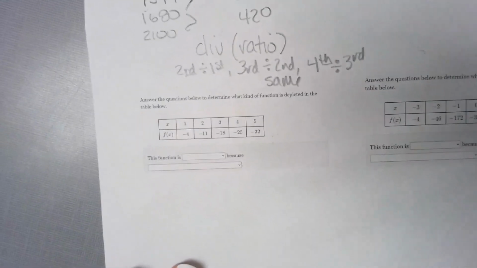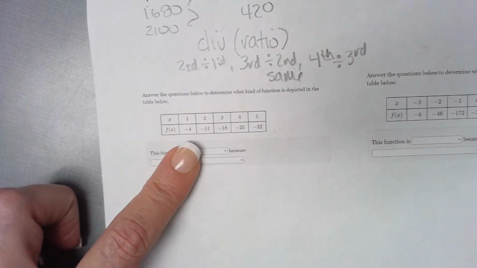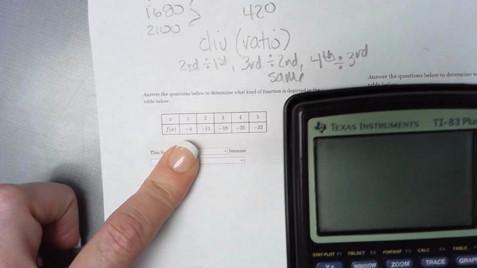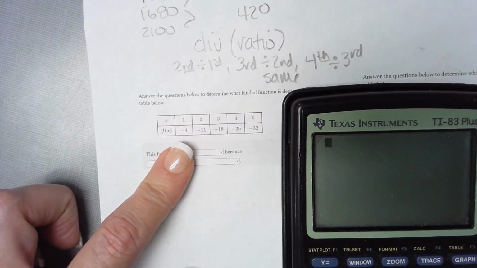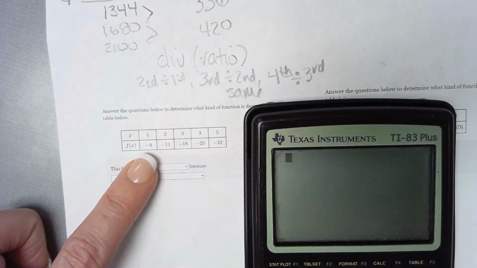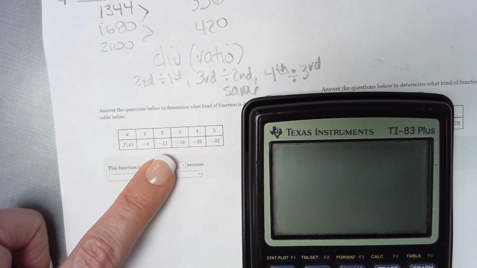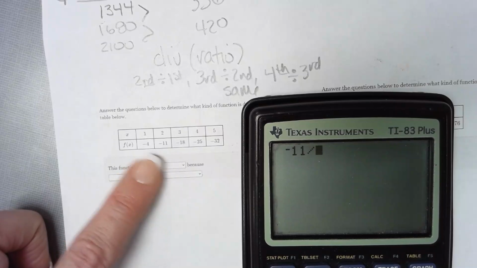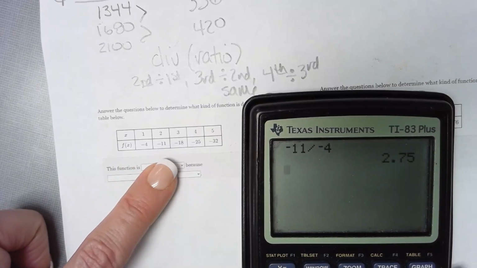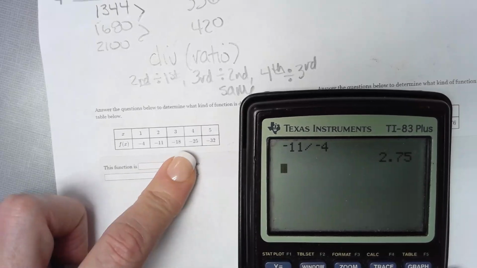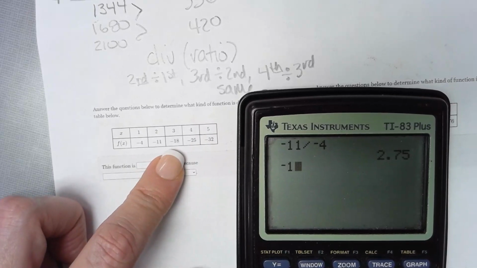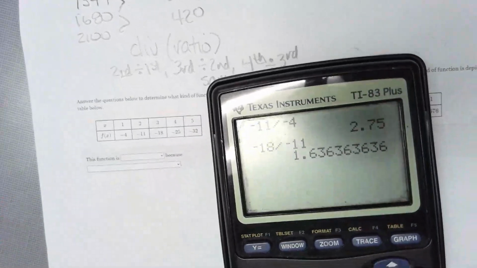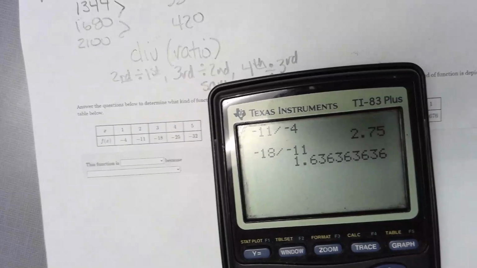Y'all, we do it all over again. Let's try division again. Okay? Everybody, you need calculators in your hand. Negative 11 divided by negative 4. We're trying the ratio. Third term, negative 18 divided by second term. Y'all, I can stop right there. I know it's not exponential.